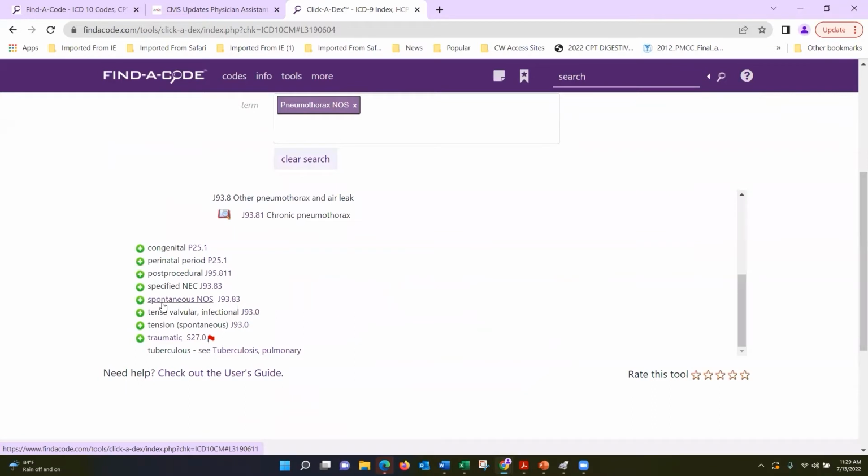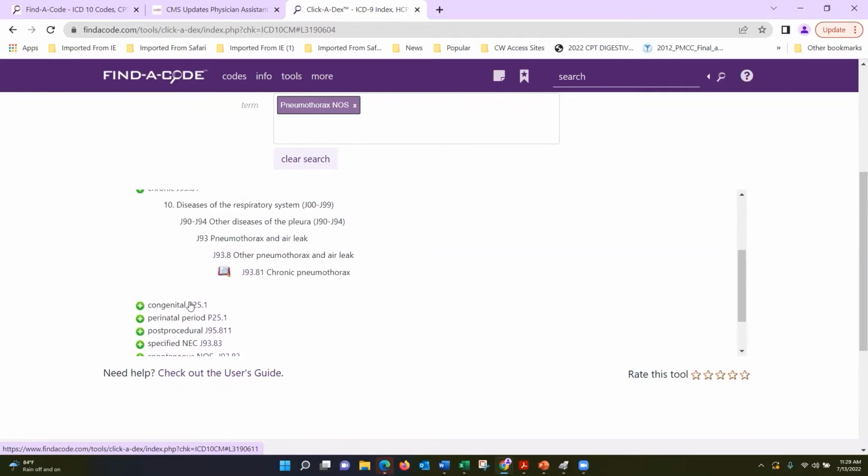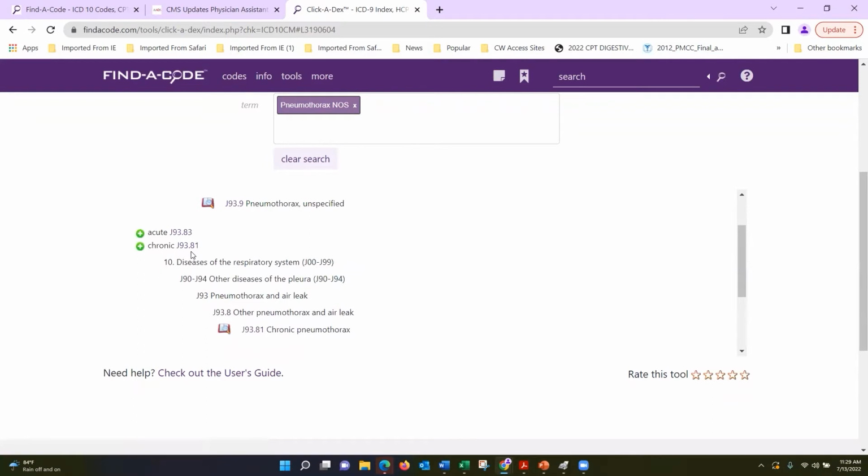Okay. It does not say spontaneous. Our J93.83. It says persistent, which is equivalent to chronic. J93.81 is our diagnosis code.